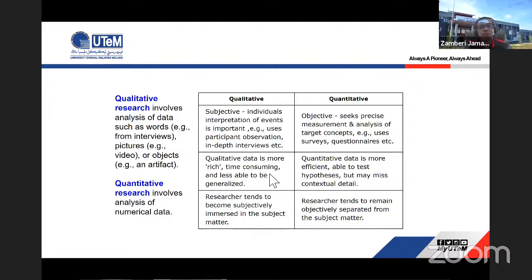Qualitative data is richer but time consuming. We have to send out hundreds and hundreds of instruments for data to be collected. But quantitative data is more efficient, though we might miss contextual detail. I'll try to be very fast.